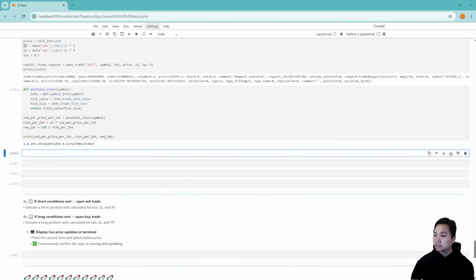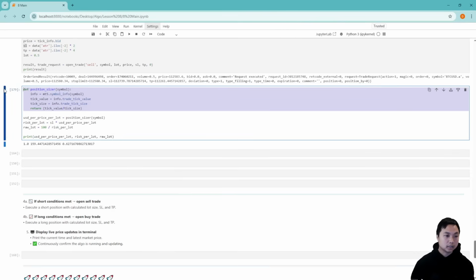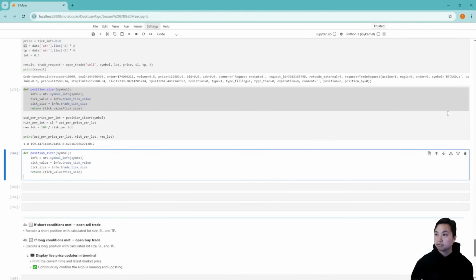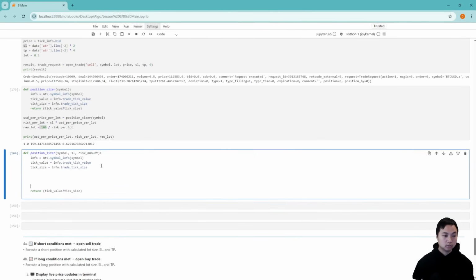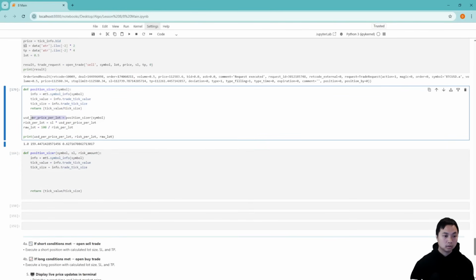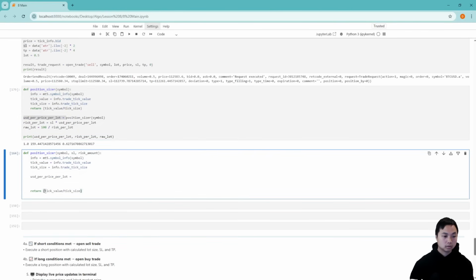But for the time being, now we would like to simplify everything here. So I would like to package everything inside this function. I would like to pass the stop loss inside this function, and I would like to pass the risk amount, that is this $100 here.